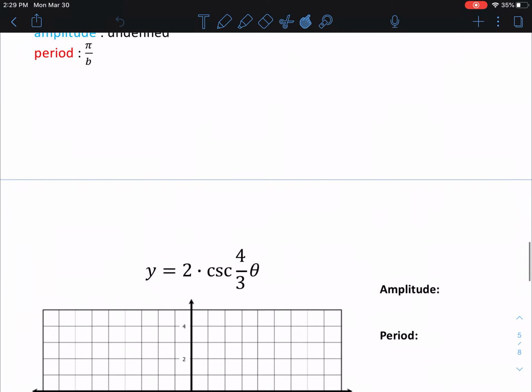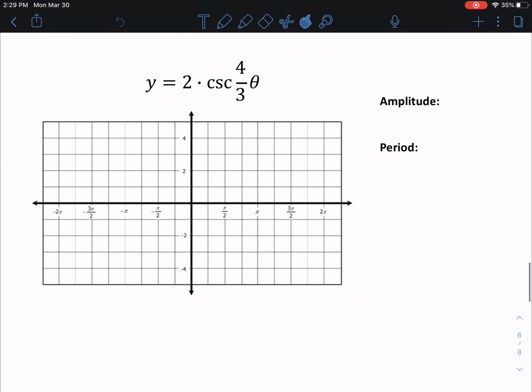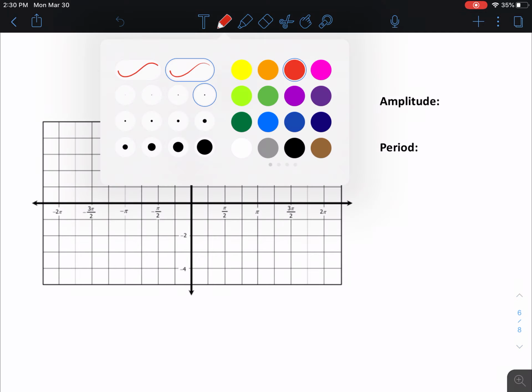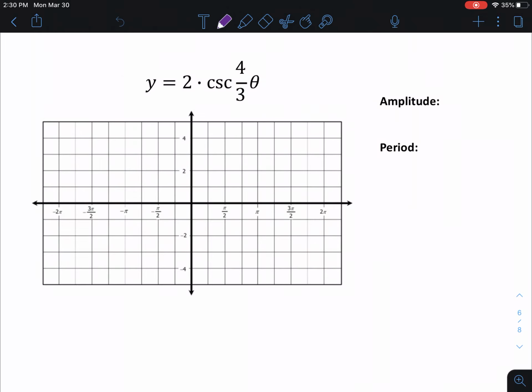Okay, let's take a look at some examples. I want to try one of each kind. First of all, here again, it's cosecant. For all of these, our amplitude is undefined. And our period, this is a cosecant graph, so it's 2 pi divided by b. Our b in this case is 4/3.